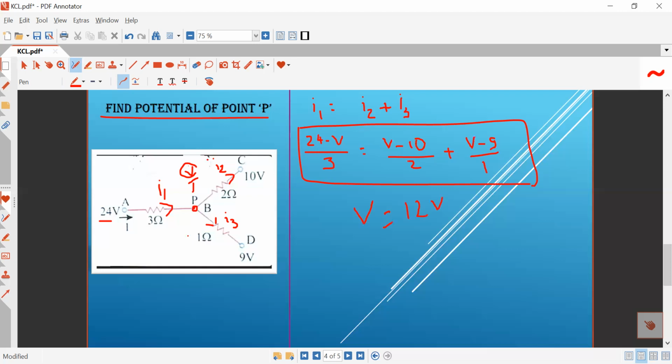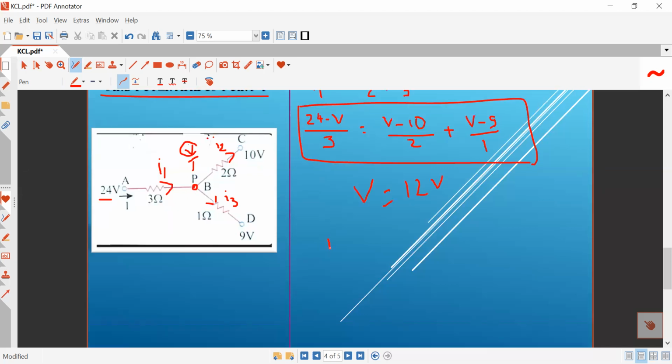Suppose you will have to find out the current in branch AP also, then what will be the value of current in branch AP? The current will be 24 minus the potential of point P. 24 minus potential of point P, which is 12 volt, which we have already determined, divided by 3. So this is 12 by 3, and the current of this branch is 4 ampere. So in this way, you can determine the current of any of these three branches.